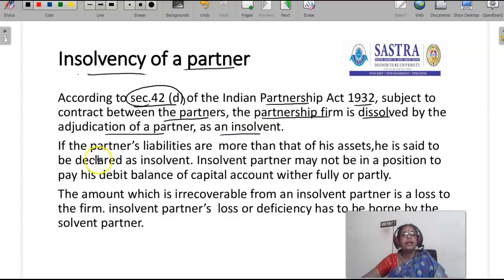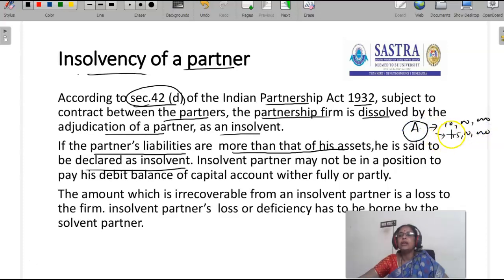are insolvent. Who is called insolvent? If the partner's liabilities are more than his assets, he is said to be declared insolvent. So A is a partner. His asset value is 10 lakh rupees, but his liability is 15 lakhs. In that case, he is considered an insolvent because his asset worth is less than his liabilities. He is not able to pay his debt balance. The balance of 5 lakhs is the deficit. So he is considered an insolvent.